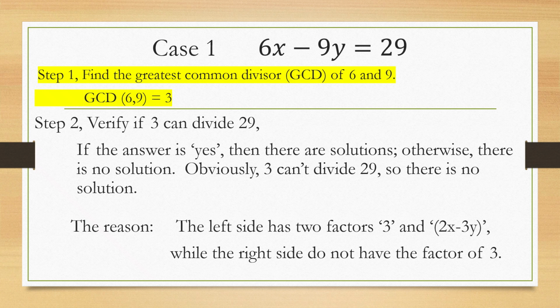So case 1 would be 6x minus 9y is equal to 29. Step 1, we have to find the greatest common divisor of 6 and 9, and the GCD of 6 and 9 is 3. Step 2, we verify if 3 can divide 29. If yes, then there are solutions, and otherwise, there's no solution. And obviously, 3 can't divide 29, so there's no solution. The reason is the left side has a factor of 3, but the right side doesn't have a factor of 3.